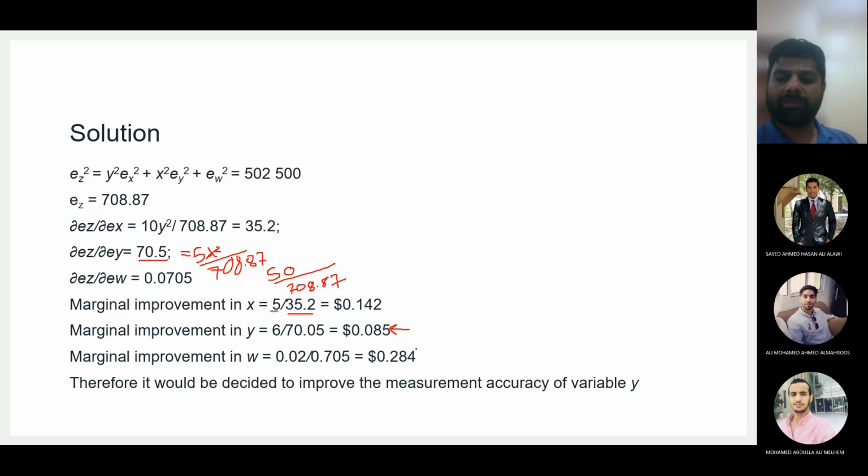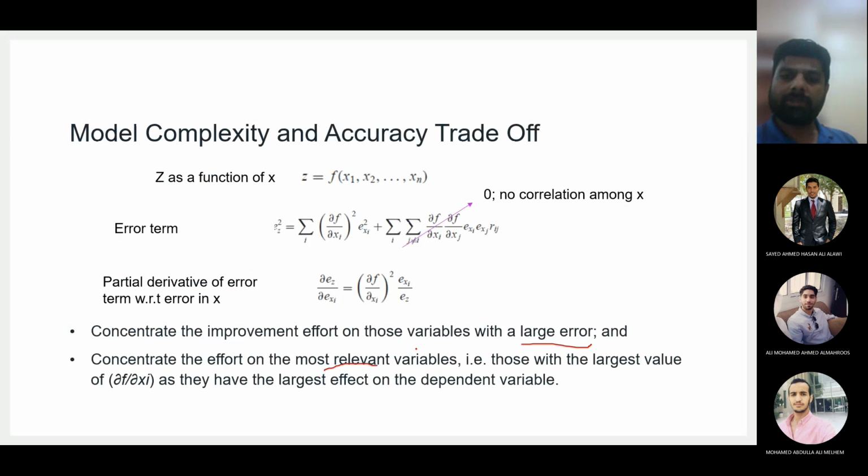Again, I would like to mention that there were two rules. I applied the first rule because I know the error. The second rule, whichever has the largest df by dx value, but I have two variables which have almost the same df by dx value. So the second rule cannot be applied. Otherwise, if you want to apply it, then calculate df by dx for each variable, and whichever has the largest value, you can pick that.